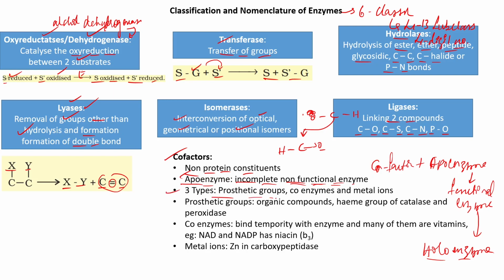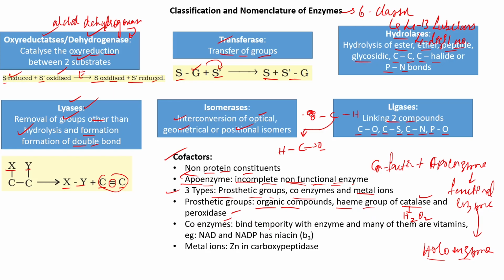The first is the prosthetic groups, then coenzymes, and metal ions. The prosthetic groups are mainly organic compounds. For example, catalase and peroxidase are enzymes mainly involved in the degradation of hydrogen peroxide, H2O2. Both of these enzymes have a heme group as the prosthetic group.